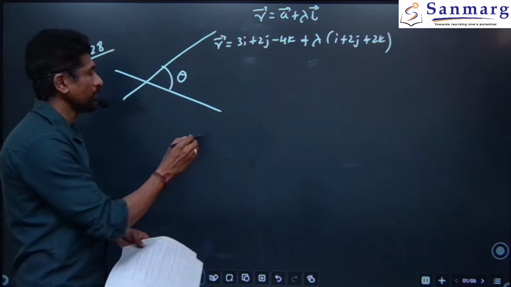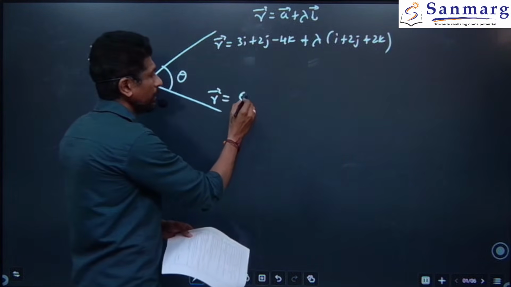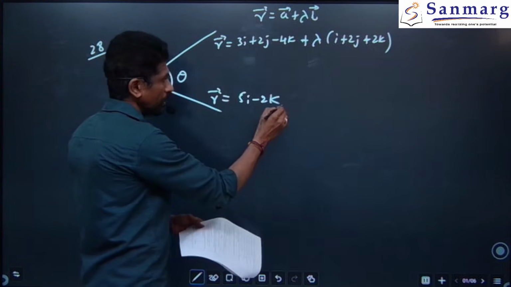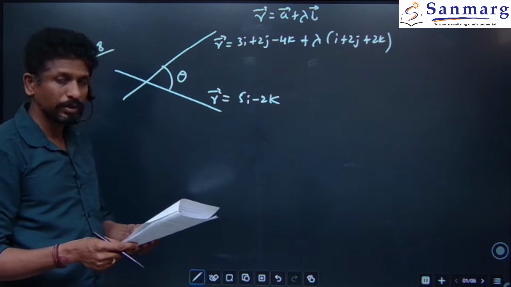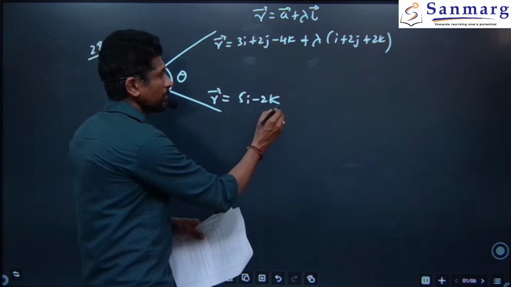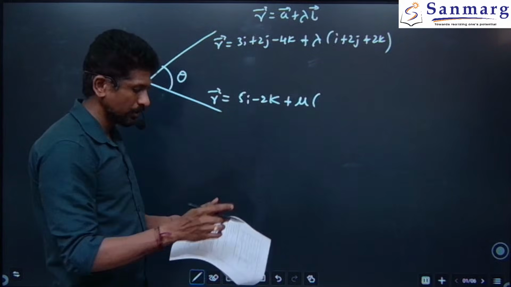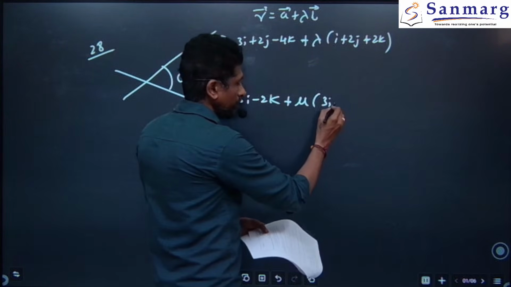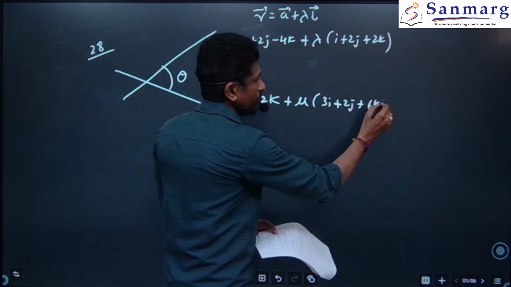And the second equation of line is 5i minus 2k. The j direction is not there, meaning you have to consider 0j, and plus mu constant into another vector, which is 3i plus 2j and 6k.